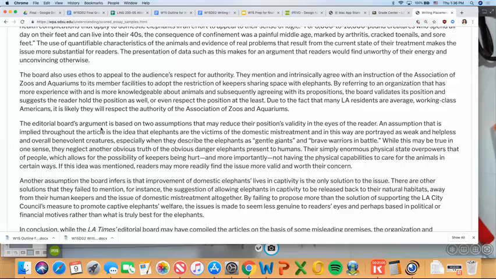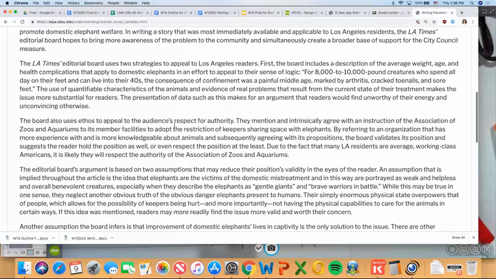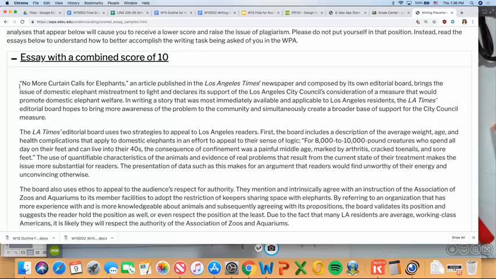Still got about 10 minutes, so another thing I'm going to look at, here's the essay that got a 10 where it says no more calls for elephants. So you've got the title. An article published in the Los Angeles Times newspaper and composed by its own editorial board brings the issue of domestic elephant mistreatment to light and declares its support of the Los Angeles County's consideration of a measure that would promote domestic elephant welfare. So already in that first sentence, we've got the title, the publication, the publisher. It doesn't mention the setting as much. I think that could be something that can improve it. But it does meet a lot of the other goals.